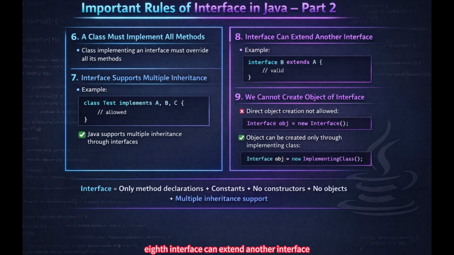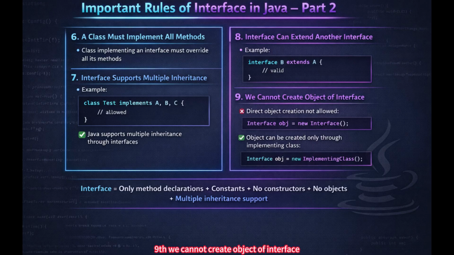Eighth, an interface can extend another interface. One interface can inherit another interface. Example: interface B extends A. Valid. This is perfectly allowed in Java.